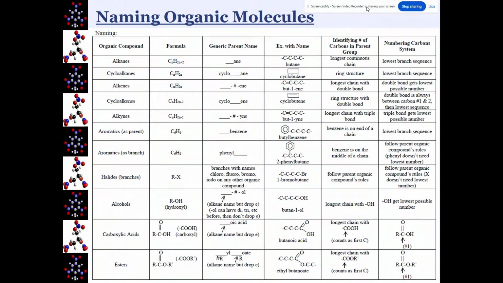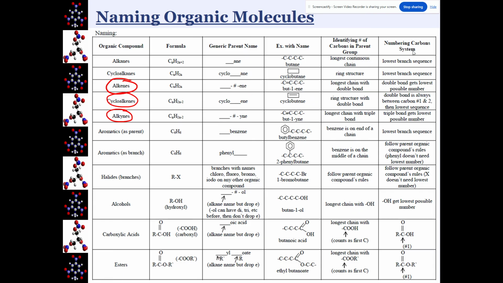In this video, we're going to continue looking at naming organic molecules. Today, we're going to be focusing on alkenes, cycloalkenes, and alkynes. My last video looked at the first two compounds, alkanes and cycloalkanes. So here's just a brief overview of the generic formula for them, some examples of how they are named, and some other parts of naming that are important when it comes to identifying the number of carbons in your parent group and how to number the carbons in the parent group.